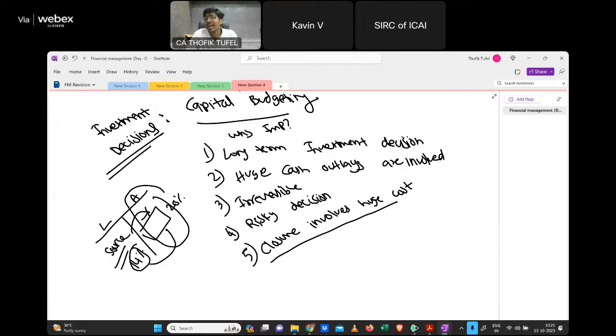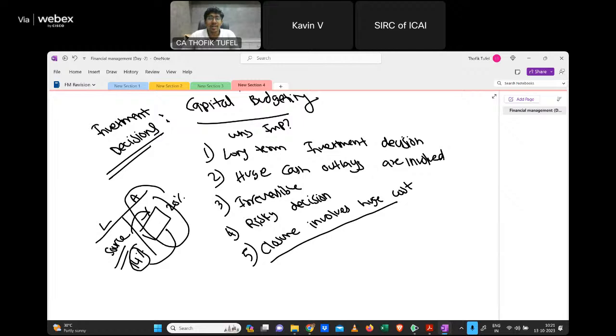Now the second one is, huge cash outlays are involved. You are not purchasing a toy car. You are purchasing an actual car, which involves huge cash outlays. There is also some opportunity cost. You can also think, should I buy a car or can I invest? So always huge cash outlays are involved. So this decision requires utmost evaluation, and you should take this decision very carefully.